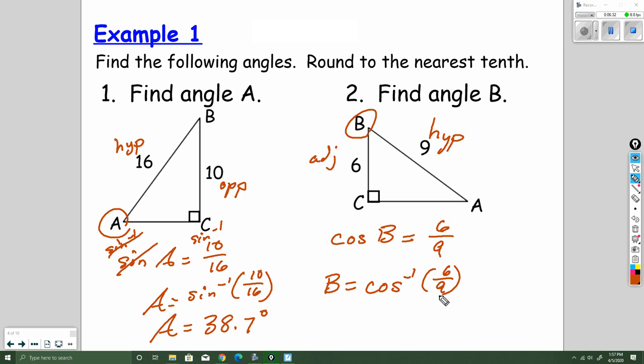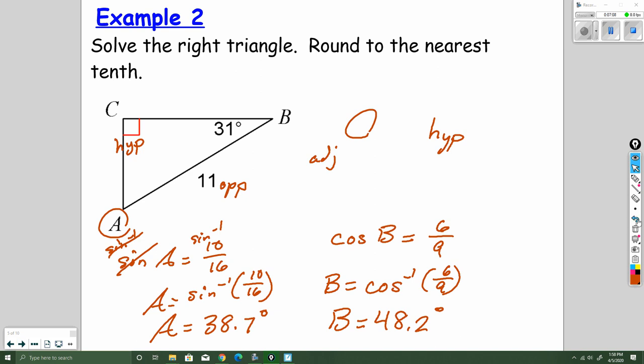If we do that in the calculator, we get about 48.2 degrees if we round to the nearest tenth. So once again, this is just using proportions, using ratios to find those angle measures, and we're just adding in that inverse sine, inverse cosine, and inverse tangent. That's it. So now we're going to continue, do a couple others, throw in some real life problems, and then also talk about solving a right triangle, how to find all those angles and all those sides.